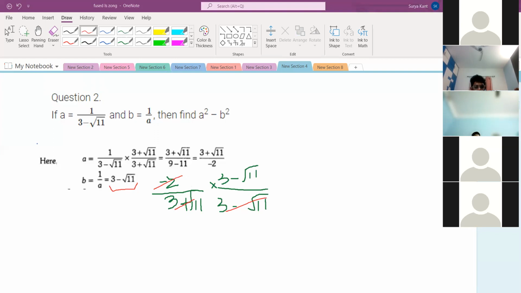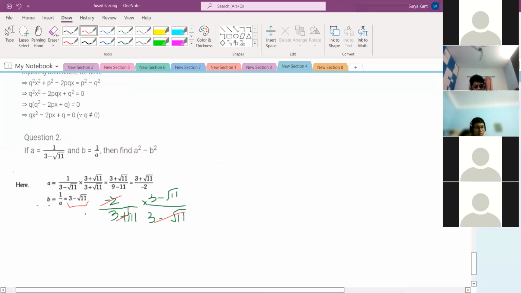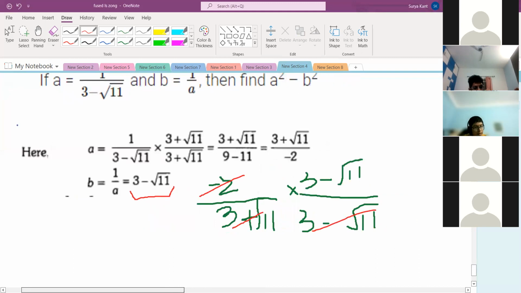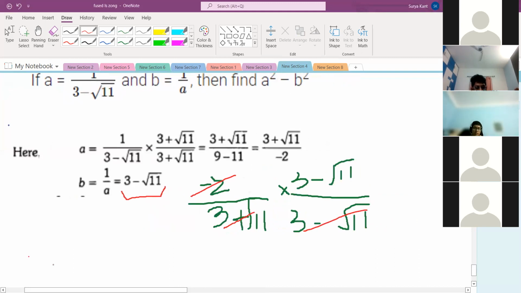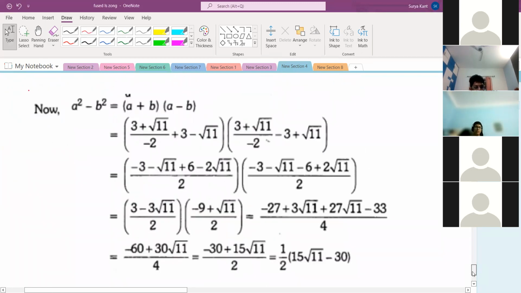A square minus B square is nothing but A plus B into A minus B. That is another way you can do it. Okay, I'll just show you one. That's what I was trying to do, but I made a mistake. Now see, A and B you already know. Here A plus B and A minus B are mentioned over here. So the answer is 1 by 2 (15 root 11 minus 30).